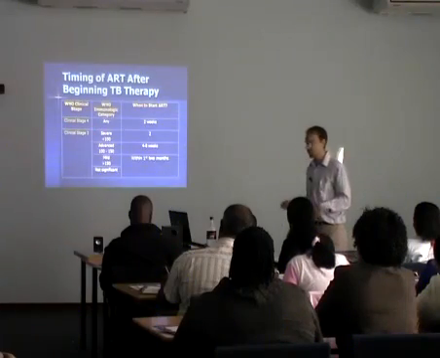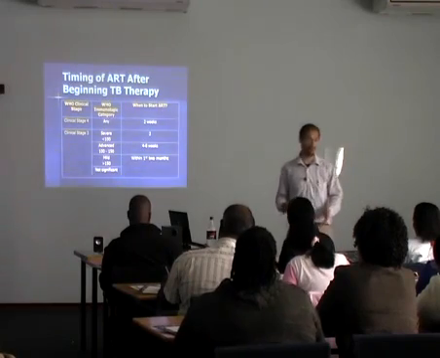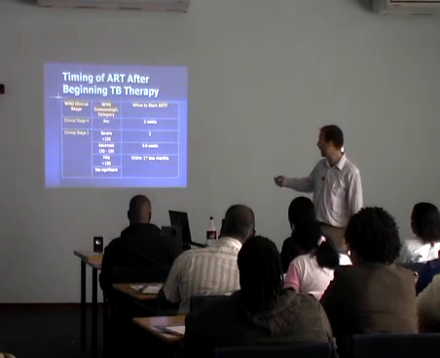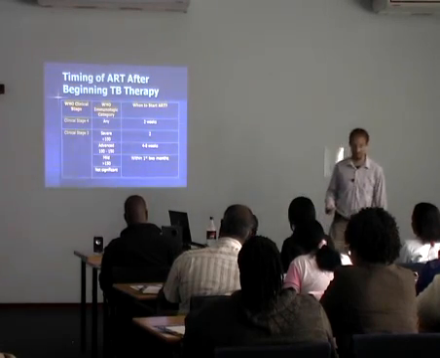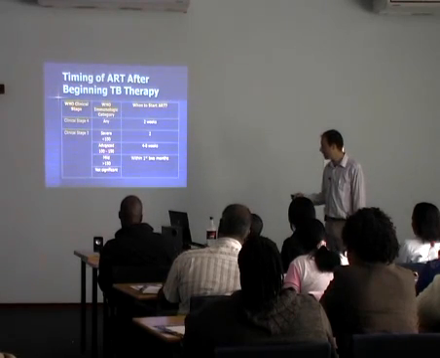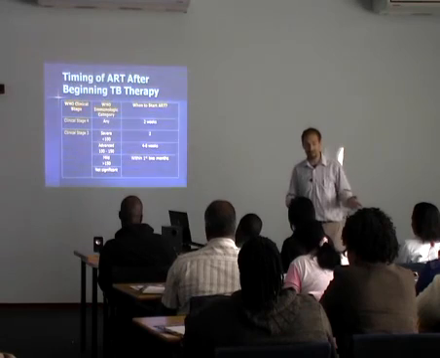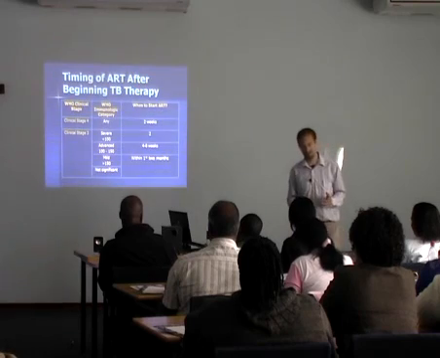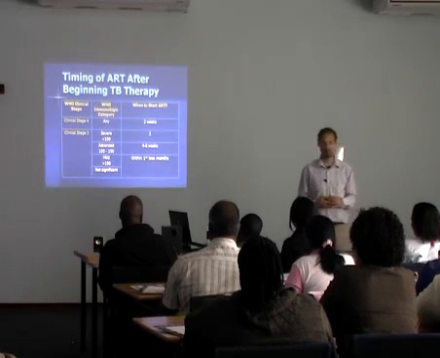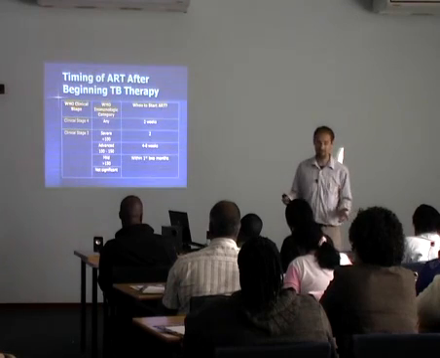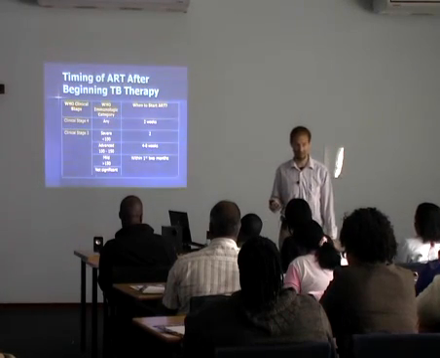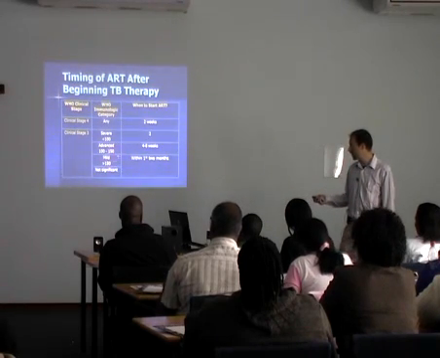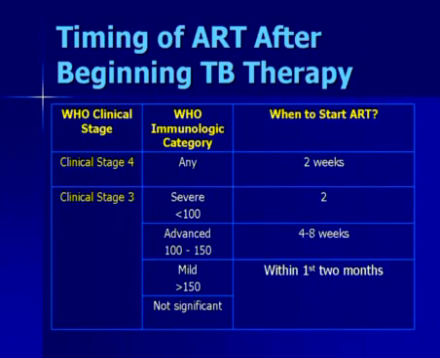If it's less than 100, remember they should be fast-tracked for multiple reasons. 1 is they're having TB co-infection. 2 is they're having CD4 less than 200. So within 2 weeks, they should start ART. If their CD4 is between 100 to 150, somewhere between 4 and 8 weeks is fine. But as I said, most research is showing the earlier, the sooner you start, the better. In most patients, probably 2 weeks is adequate in really anybody. Okay? And if their CD4 is over 150 or higher, within the first 2 months.